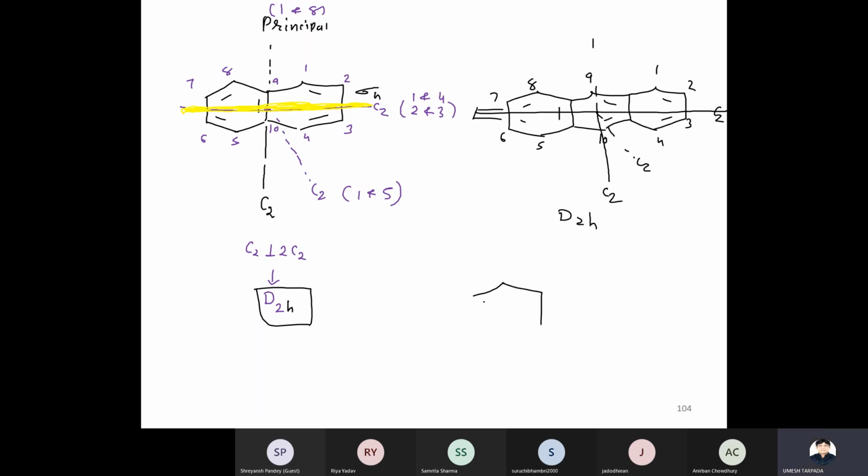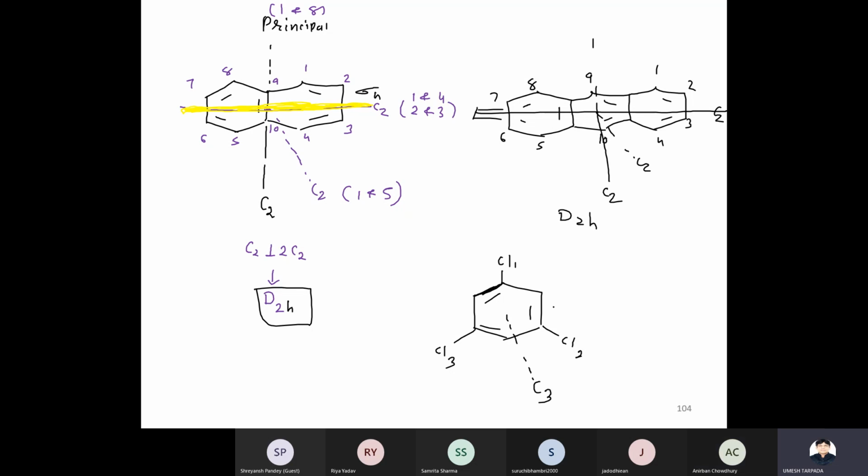What is the point group in symmetrical trichlorobenzene? Which one is the principal axis? The axis perpendicular to the benzene plane. What name will you give this? D3h. Which principal axis will come? It is C3.